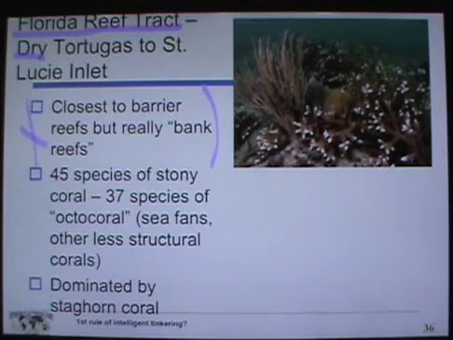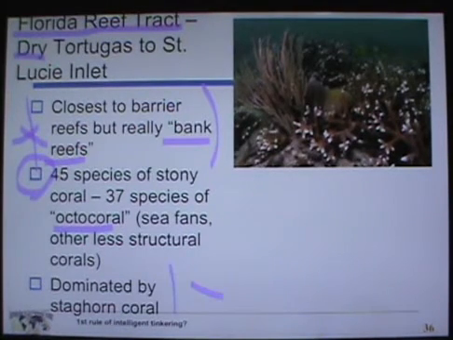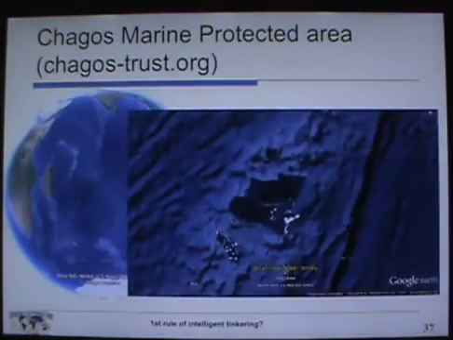They're closely related to barrier reefs, but actually are not barrier reefs. They're actually called bank reefs. This is in Florida. This is not some foreign country. This is right here, home. 45 species of stony coral, 37 species of octocorals, sea fans and less structural corals, dominated by staghorn corals, as you can see in that image there.